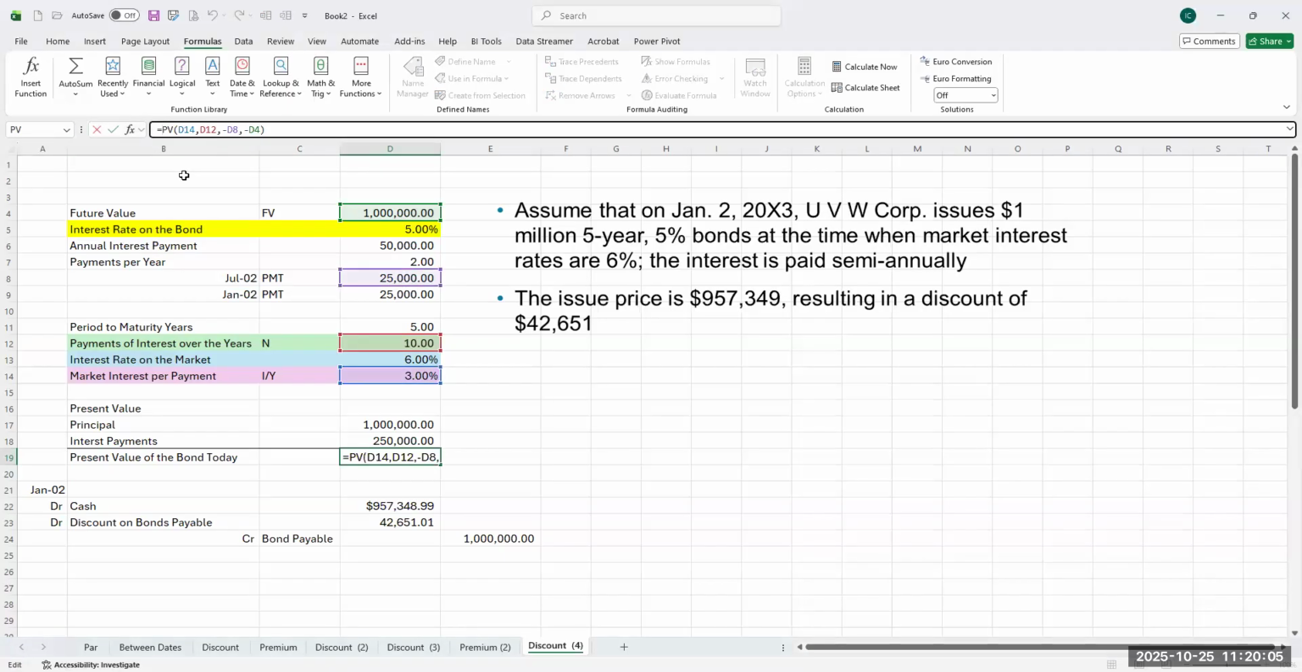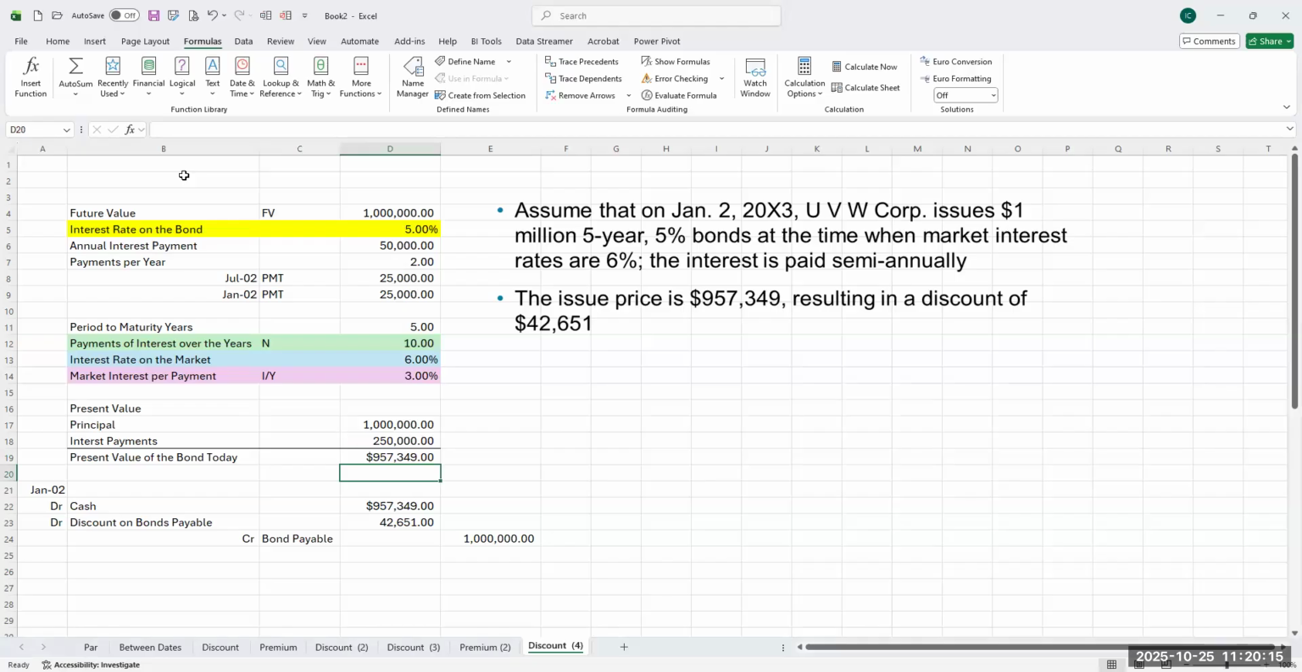So I can easily do this here. I can go with round, and I can round this number to 0 decimals. And that's going to give me the exact number of the one that's on the slides. So now I have a discount. Now this discount is great. Now what I have to do is amortize this discount over the life of the bond. How am I going to do this?